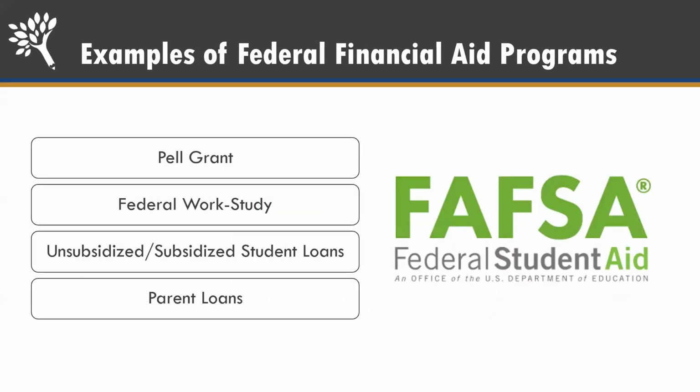So here are some examples of federal financial aid. We have the federal Pell Grant, we have federal work study, the unsubsidized and subsidized student loans that we talked about, and then one more type of loan called parent loans. Parent loans are loans that a parent can take out in their own name to help pay for the cost of their child's education. Those loans never revert back to the student. They are always in the parent's name. When parents are taking out parent loans, I highly encourage them to look at their own student debt first to ensure that the payments are manageable.